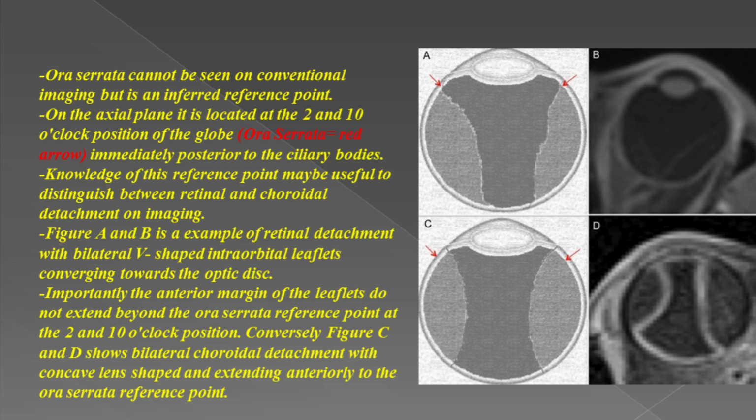Figure A and B is an example of retinal detachment with bilateral V-shaped intraorbital leaflets converging toward the optic disc. Importantly, the anterior margin of the leaflets does not extend beyond the ora serrata reference point at the 2 and 10 o'clock position. Conversely, figure C and D shows bilateral choroidal detachment with a concave lens shape, extending anteriorly to the ora serrata reference point.